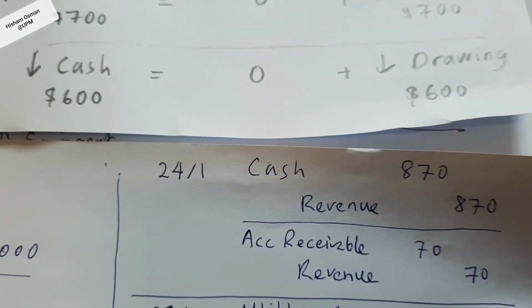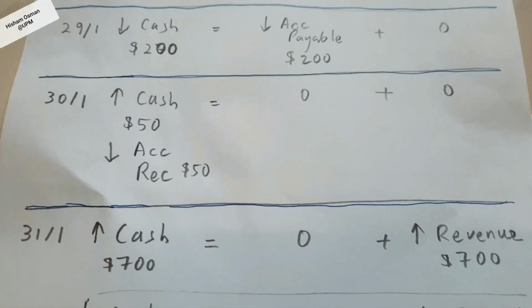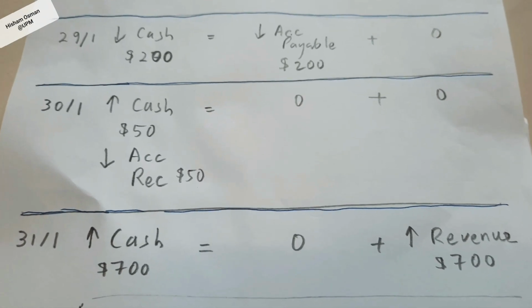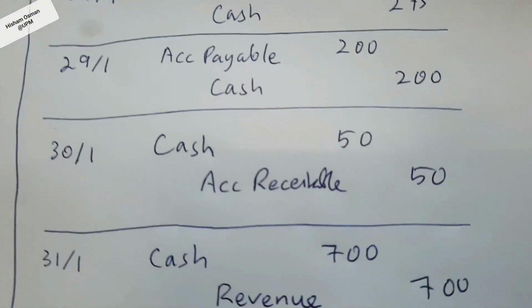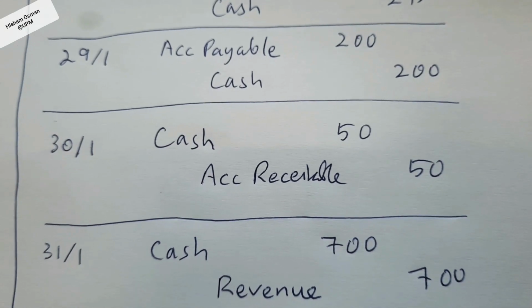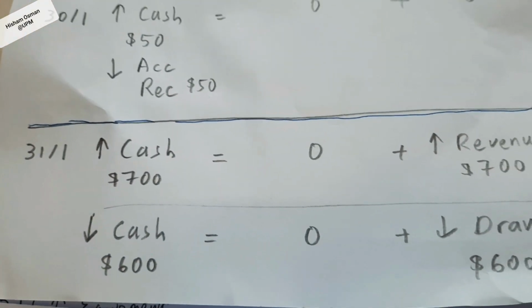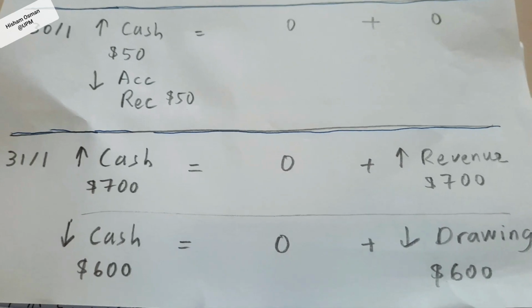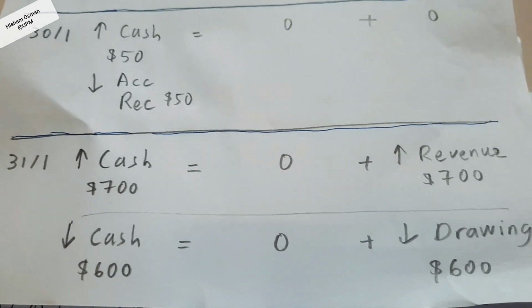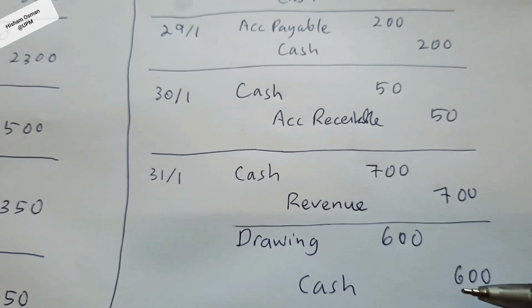And then there are two transactions on the 31st of January. First, cash increase 700. So asset increase, you debit account cash 700. Equity increase, you credit account revenue 700. See here, 31st of January, debit account cash 700, credit account revenue 700. And the second thing that happened on the 31st of January is a decrease in cash 600 and a decrease in equity 600. So cash decrease, you have to credit account cash and then debit account drawing. So debit account drawing and credit account cash.